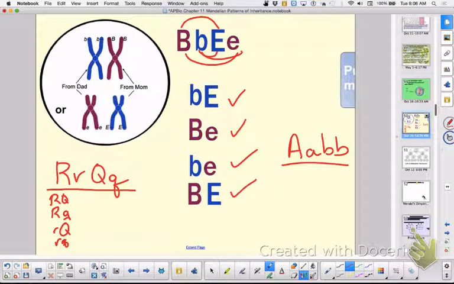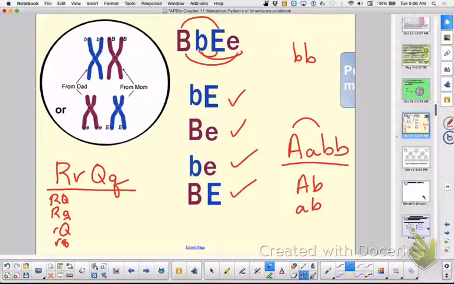Show me with your hands, how many different gametes could I get? 2. I could get big A with little b, or little a with what? Little b. Okay, every single time I'm going to get a little b. Why would I never see a gamete like that? Yes, say that again, Max. Nice. Yes, law of segregation says you're only going to get 1 b. That's what the law of segregation says. You're only going to get 1 B.